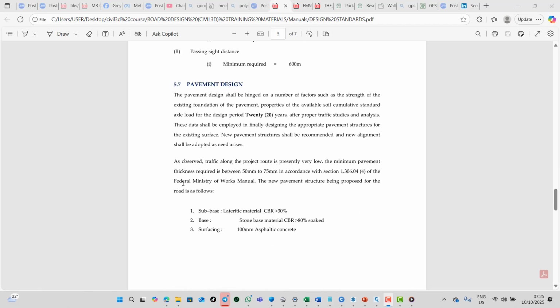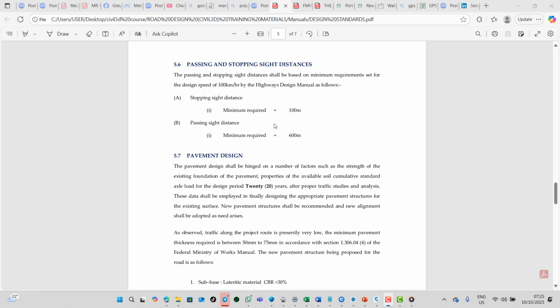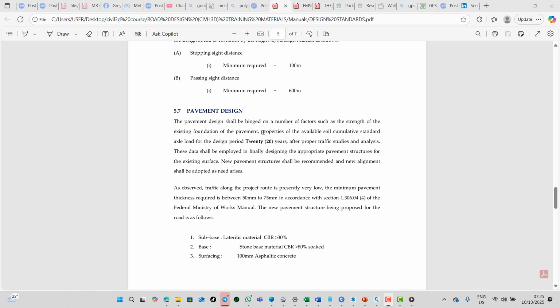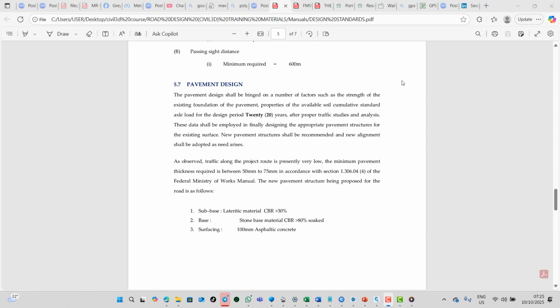Very important. So here you can see the sub-base lateral material CBR should be greater than 30%. The pavement design shall be hinged on a number of factors such as the strength of the existing foundation of the pavement, properties of available soil, and cumulative standard axle load for the design. I'm going to look for where all of this falls in our material, so I could show you directly here. I have it on the hard copy. The page, I can easily trace that. So on the soft copy, I will trace that quickly and also show you that.